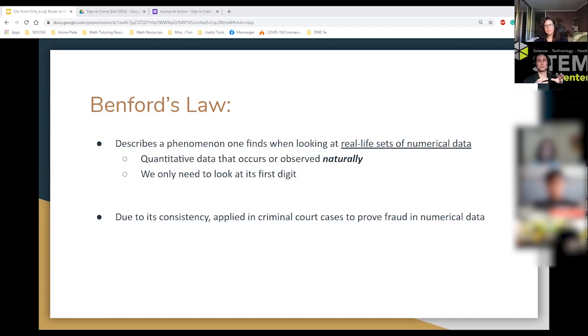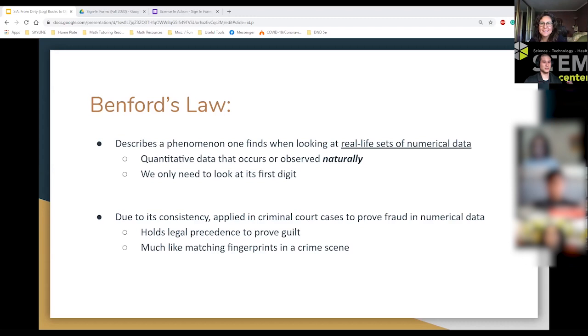But the more sadistic one, the one that I'm more fearful of, is this case of fraud. And in fact, when we're talking about how consistent it is, in the past, in a legal court system, it does hold legal precedence in order to prove guilt, okay? And so it's much like matching a fingerprint at a crime scene. If you have a matching fingerprint at a murder scene, it's not guaranteeing that this is the killer, but you better bring significant evidence to the contrary to unpackage that association.